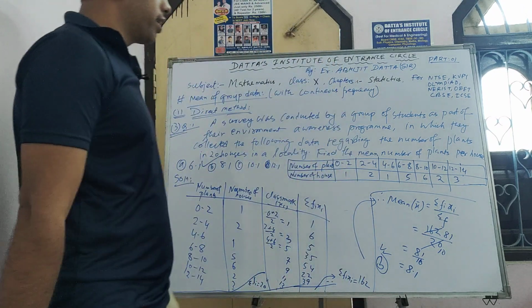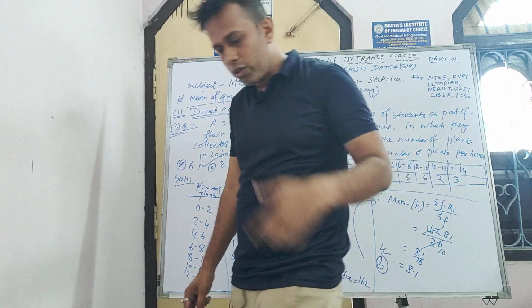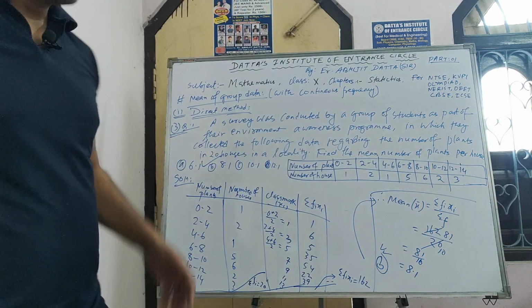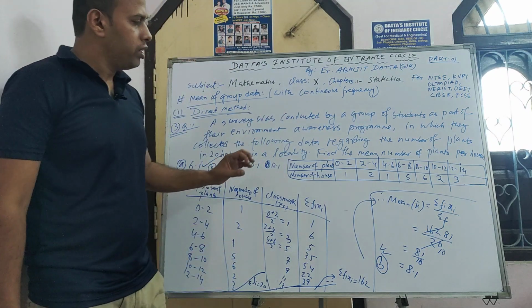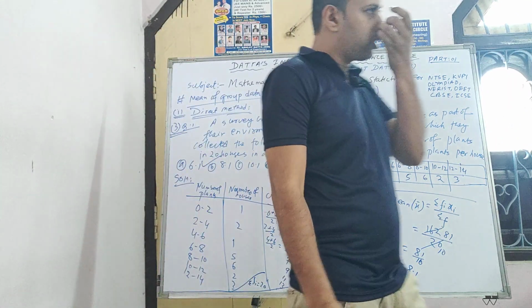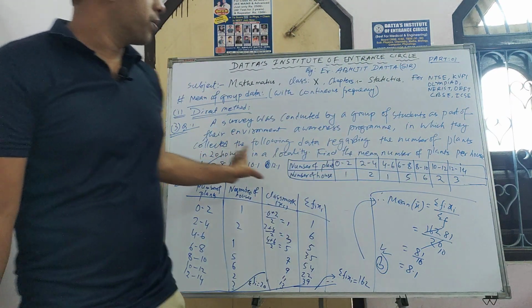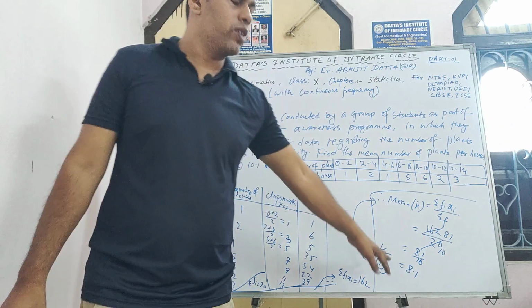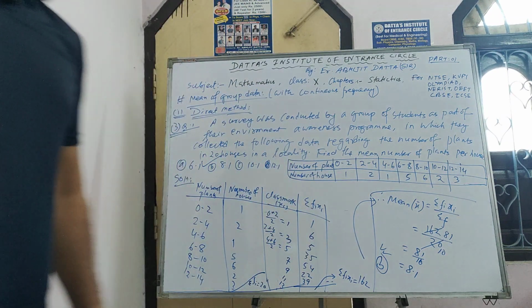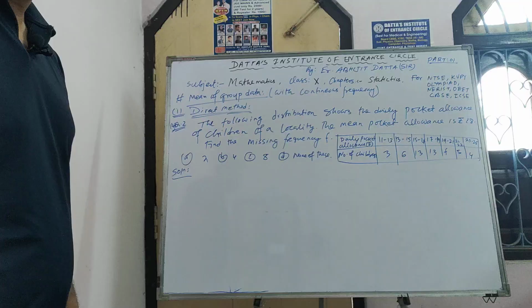So the question is like that. In an environment awareness program, some students went to 20 houses near the school and did a survey of how many plants are there in the houses. The data is given here. From the data, we have to find the mean. So the mean, the average, is 8.1. Okay, let's move on to the next question.